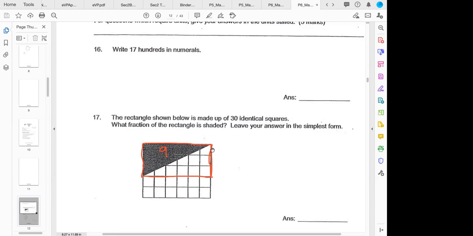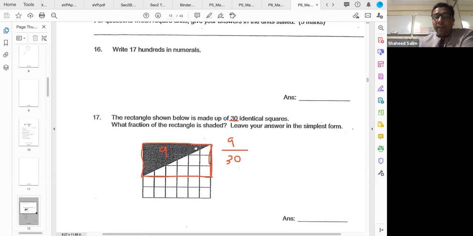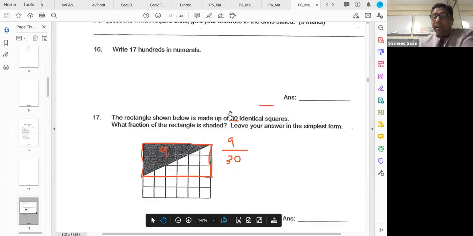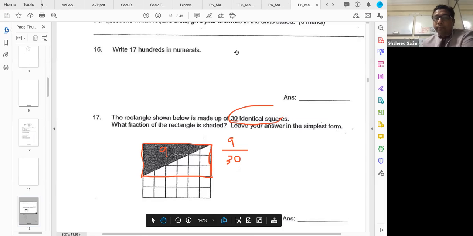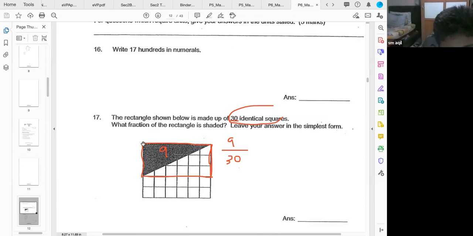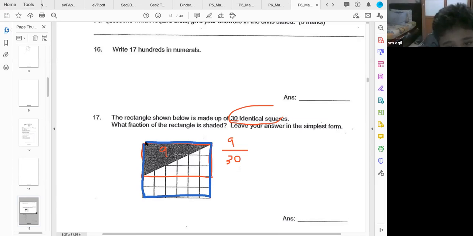And then all together there's 30. So 9 over 30, the whole thing is 30. They tell us it's 30. Okay, I make the 1, 2 blue color. 3, 4, 5, 6, 7, 8, 9, 10. And then this one is 30 squares. 10 divided by 2. So I still don't know how to get 9.